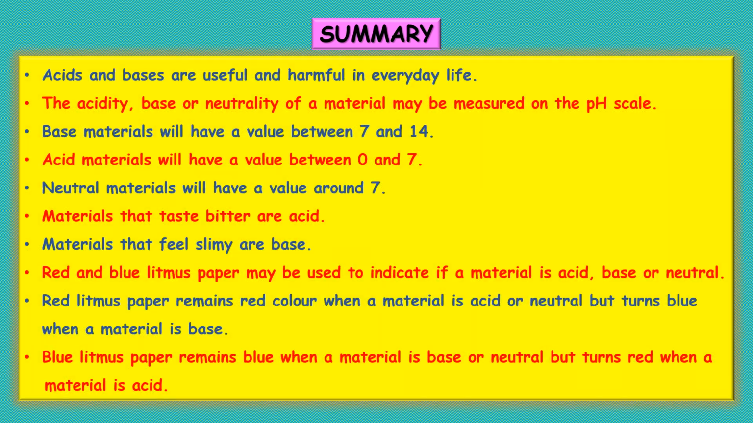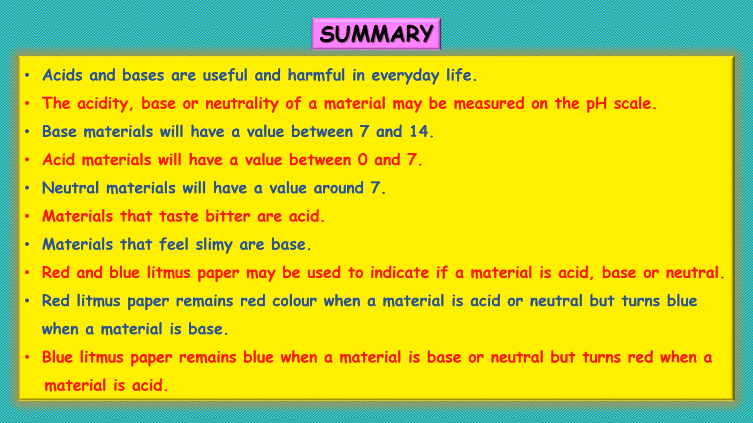Here is a summary of what you have learned in this lesson. Acids and bases are useful and harmful in everyday life. The acidity, base or neutrality of a material may be measured on the pH scale. Base materials will have a value between 7 and 14. Acid materials will have a value between 0 and 7. Neutral materials will have a value around 7.